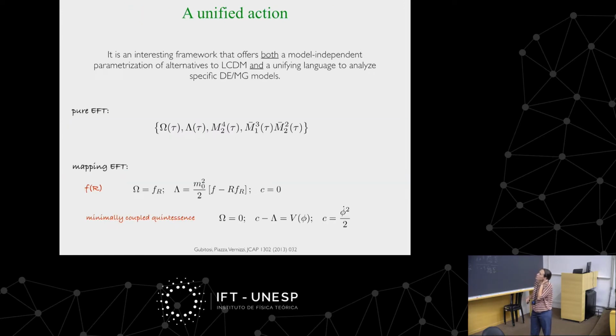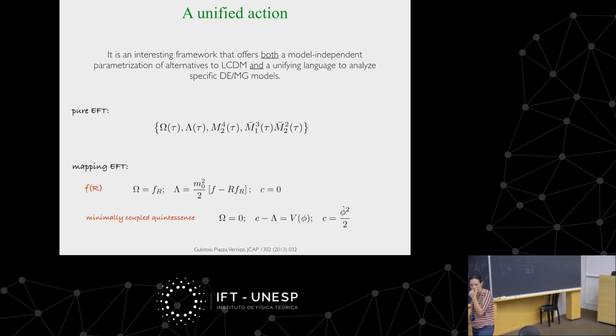Okay, so this one should have come before, probably. And this is what I was saying. So if you try the mapping, you can convince yourself that omega, the conformal function, not surprisingly, the function that gives you the non-minimal coupling for f of R, will be simply this. And there will be a potential term, no intrinsic kinetic term. And if you do minimally coupled quintessence, of course, you expect omega to be 0. C is the kinetic term, and the combination of C and lambda gives you the potential.